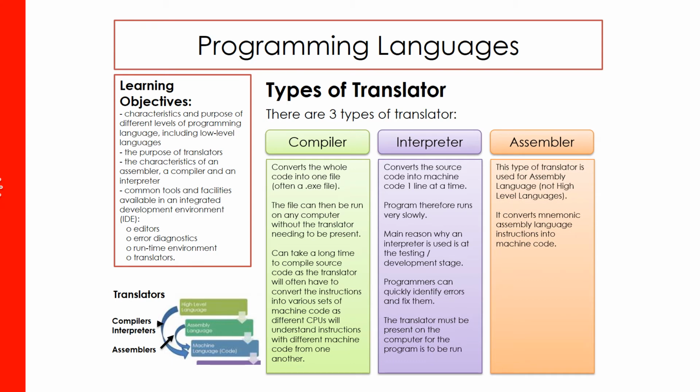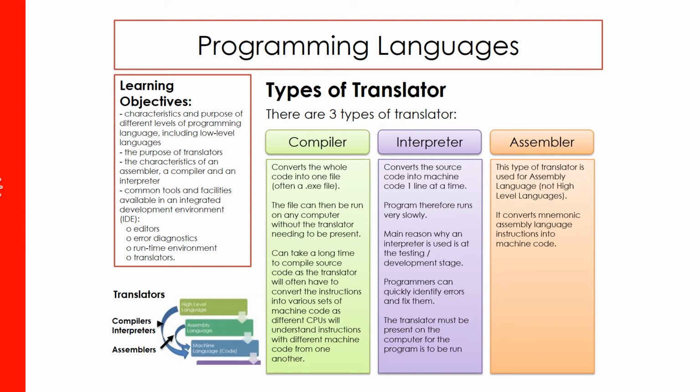This is a very light touch on what a translator is, because we go into a lot more detail about these different types of translators. Now, a translator is the overall name given to a piece of software which converts high-level languages or assembly code into machine code. And there are three types of these. There's the assembler. Now, this one is simple. It converts assembly language into machine code, or converts mnemonics into machine code.